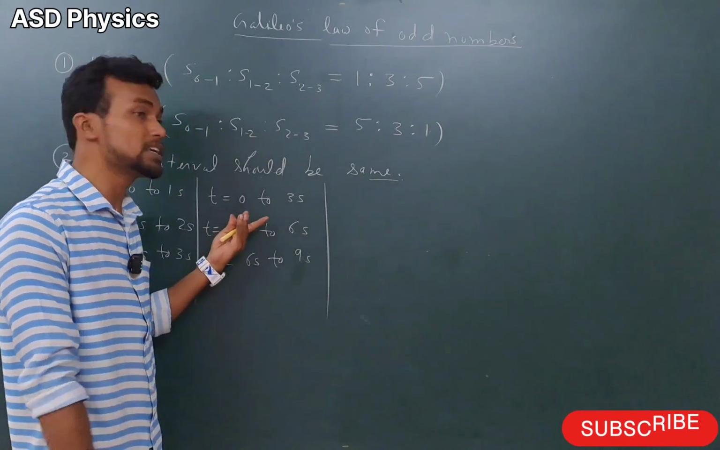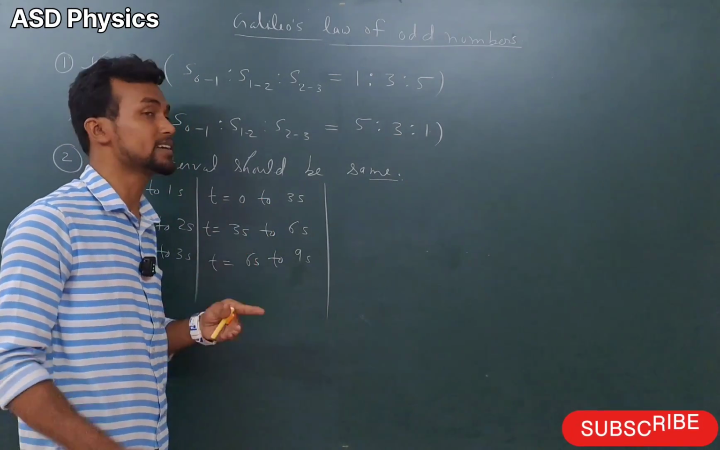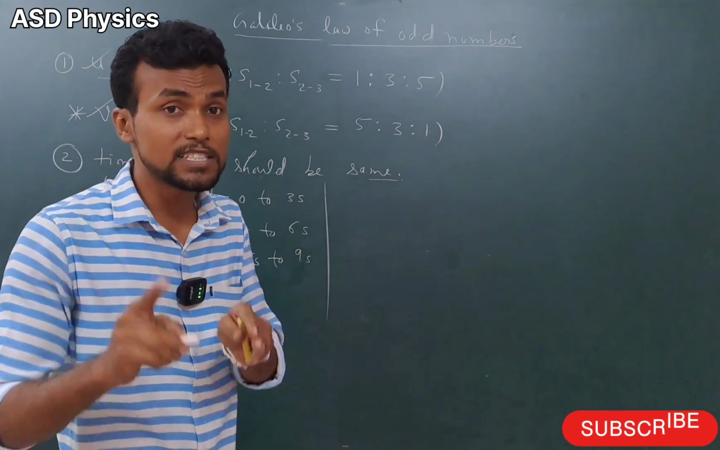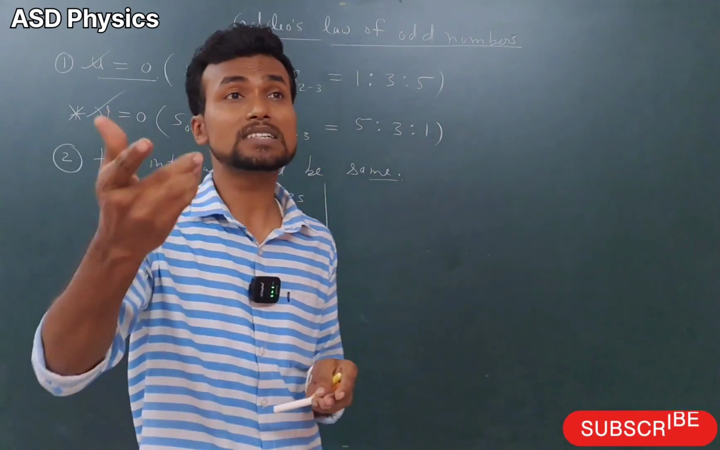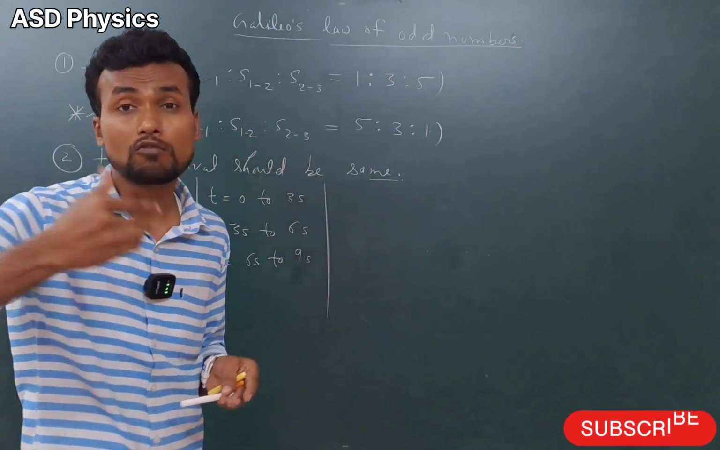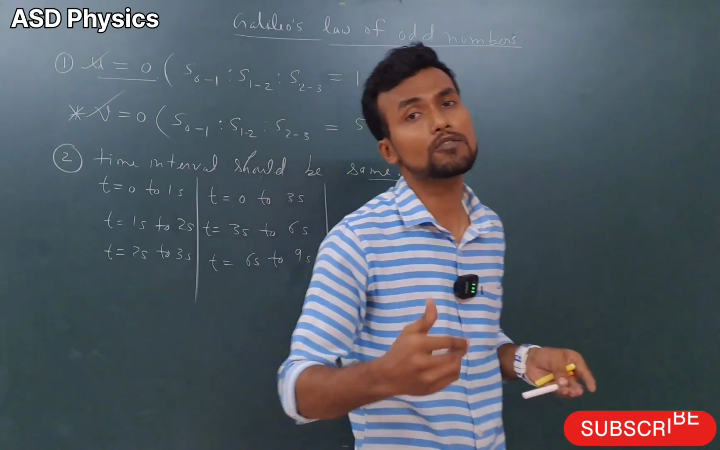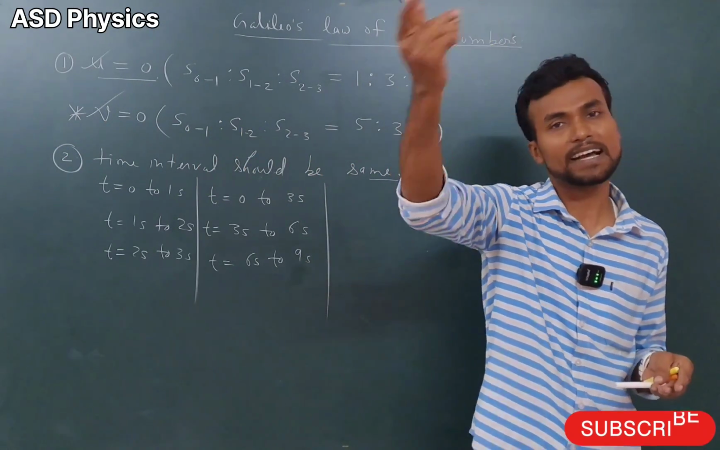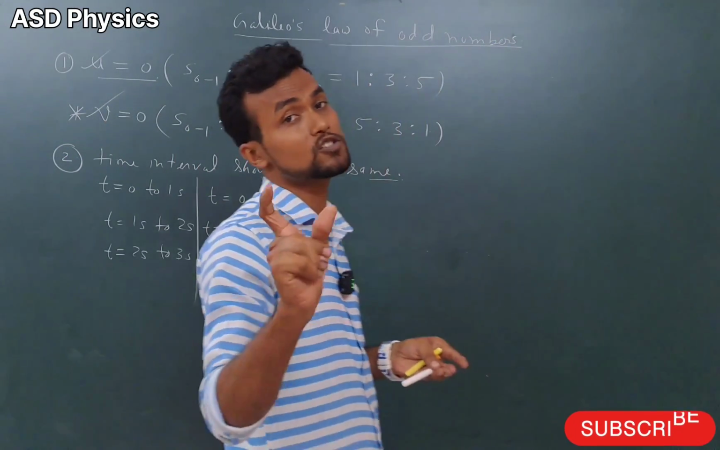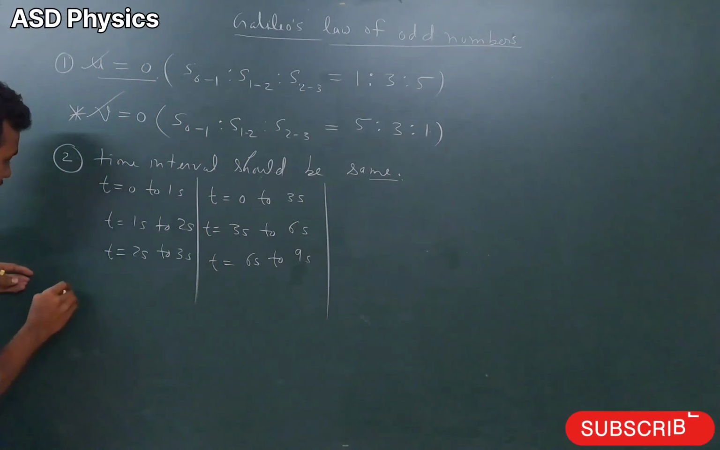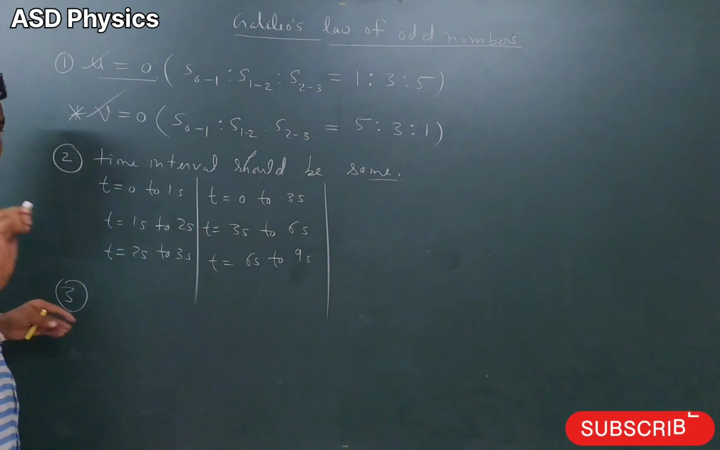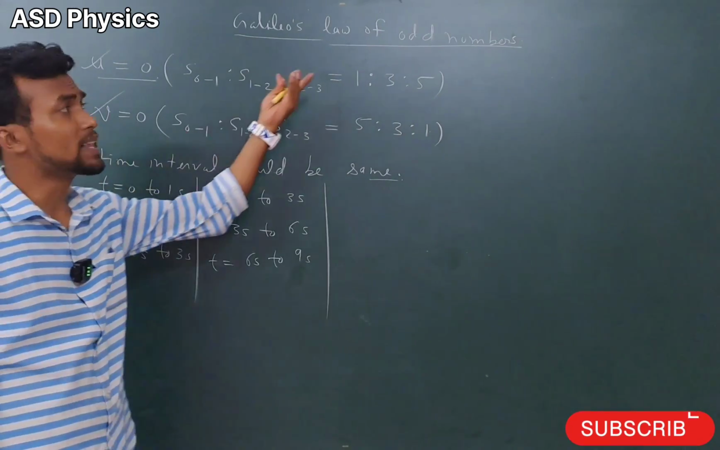Why? Because the time interval is always how much here? 3 seconds, 3 seconds, 3 seconds. So the condition is what? The time interval should be the same. It does not mean always 1 second. It can be an equal interval of 1 second, 2 seconds, 3 seconds, like this. But the condition is that the time interval should be constant. Very, very important.